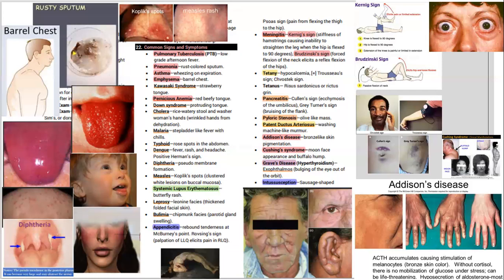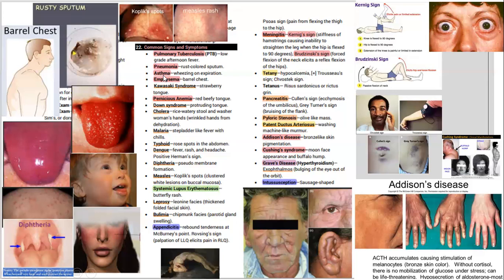Next is pneumonia. Pneumonia is an infection of the lungs characterized by severe cough, fever, chills, and difficulty breathing. But here we can see the picture, rust-colored sputum. The picture here is characteristic of pneumonia. Rust sputum.